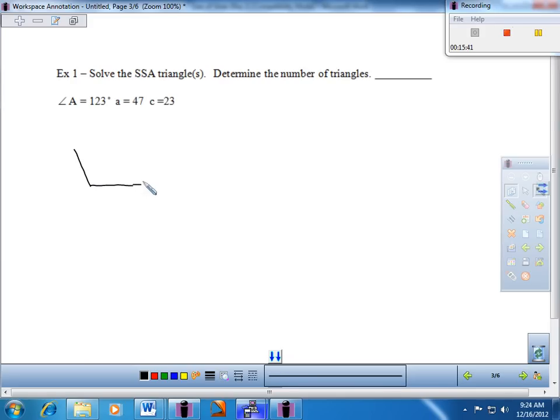I'm not going to break out rulers and protractors here, but I'm just going to draw a very rudimentary triangle up here. And I did see that this is obtuse, so this is 123 degrees, which means little a is across from it. This is the key. Little a and big A are across from one another. So here's my 123 degrees. Here's 47. And it doesn't matter where you put the other side, by the way. It's totally up to you.